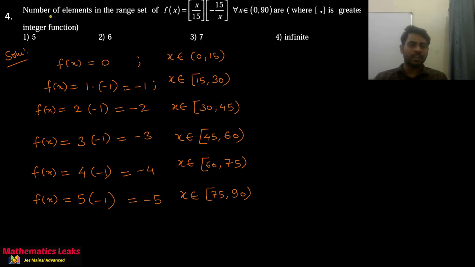So they are asking the number of elements in the range set of f of x. So the range is basically 0, -1, -2, -3, -4, -5. So if you count the number of elements, it is 6. So the answer key for this question is 6.